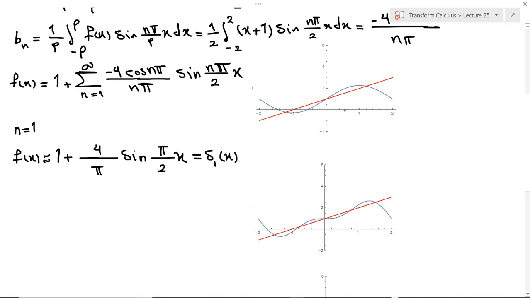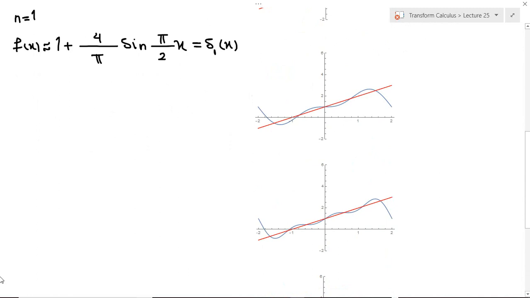Now look at this graph. The red line, in fact, is f(x) equal to x plus 1. The blue one is the Fourier series when we have just one term, so it's S1(x). You can see that when we have just one term in the Fourier series, the approximation is not accurate. The Fourier series is not close to the original function. As a result, we have to increase the number of terms in the Fourier series.